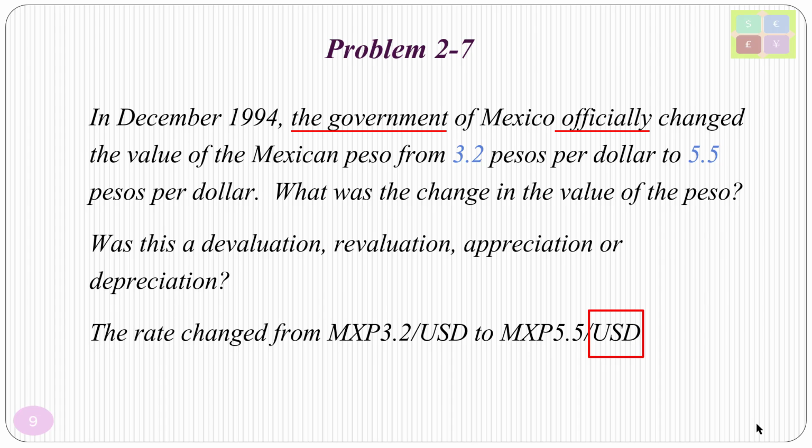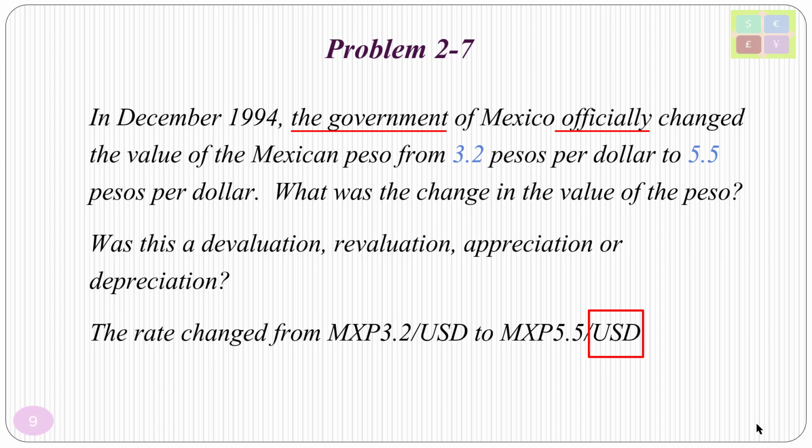So it is the government that took the action, and it took the action officially. That tells us that this was a fixed exchange rate. And any time a country has a fixed exchange rate, it either devalues or revalues its currency. So in this problem, the answer is devaluation, because it's the government that took the action and the value of the peso declined. So this is a devaluation. Now, what we need to do is find the change in the value of the peso. By what percentage was it devalued?